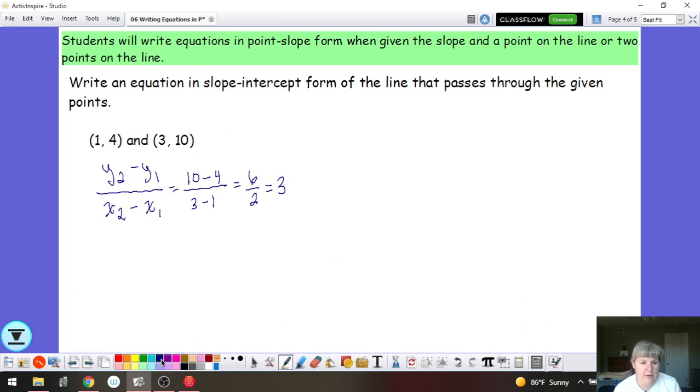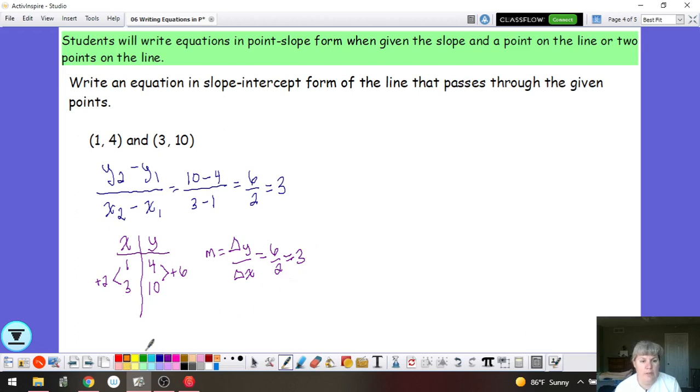And if you have difficulty remembering the slope formula, you can find the slope fairly easily using a table. Convert those points to a table. So we have x is 1, y is 4, x is 3, y is 10. So my y increases by 6. My x increases by 2, so my slope, my change in y over my change in x, is 6 over 2, which is 3. So you have 2 different ways to find your slope.